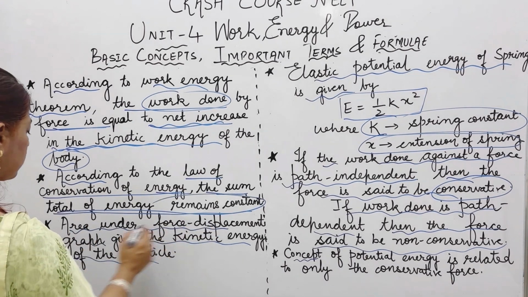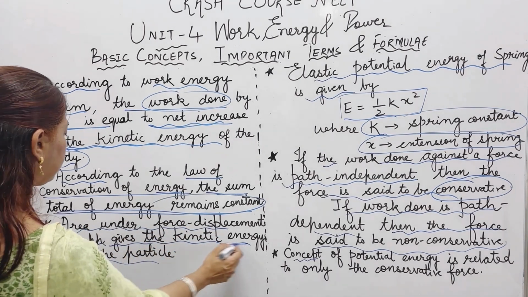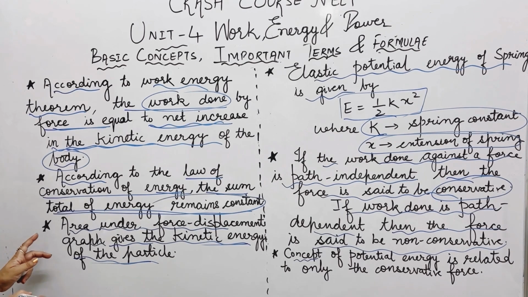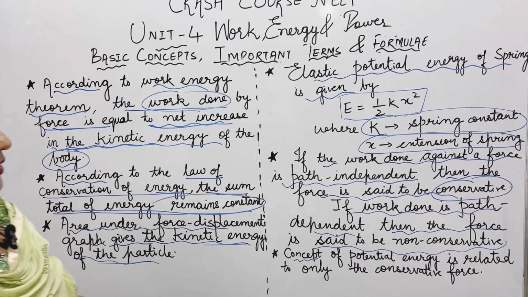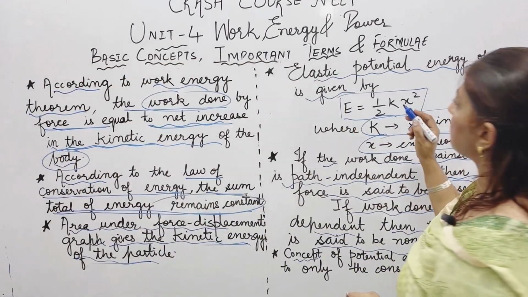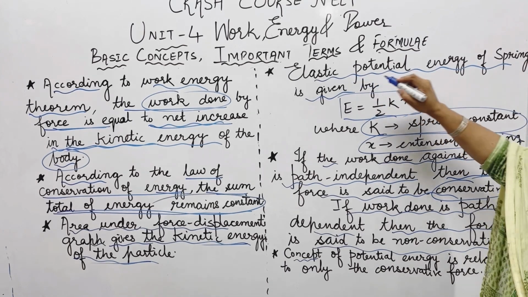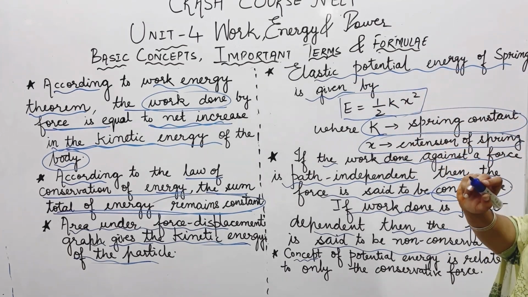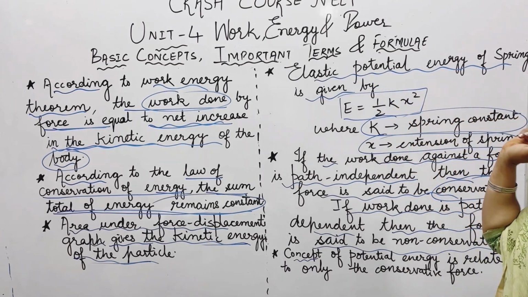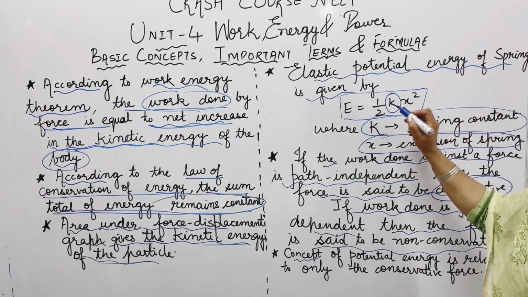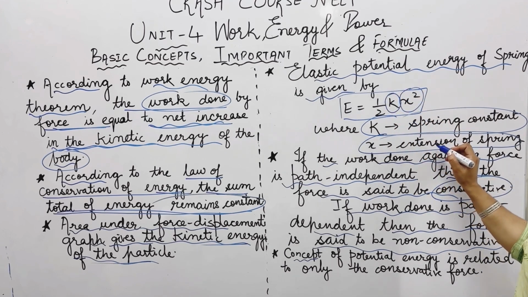The area under the force displacement graph gives the kinetic energy of the particle, and based on that, numericals used to come in exams. The next important concept is the elastic potential energy of a spring. It is given by half kx square, where k is the spring constant and x is the displacement or extension of the spring.